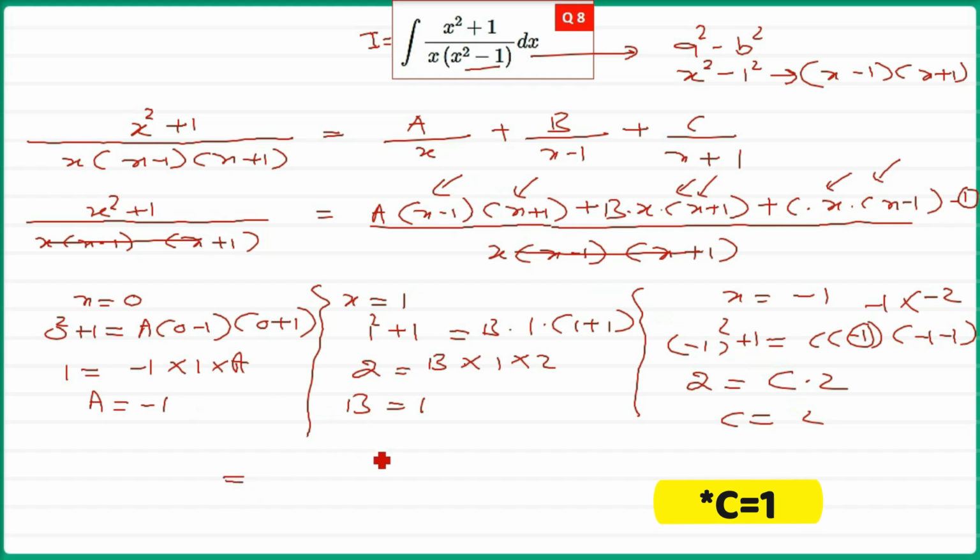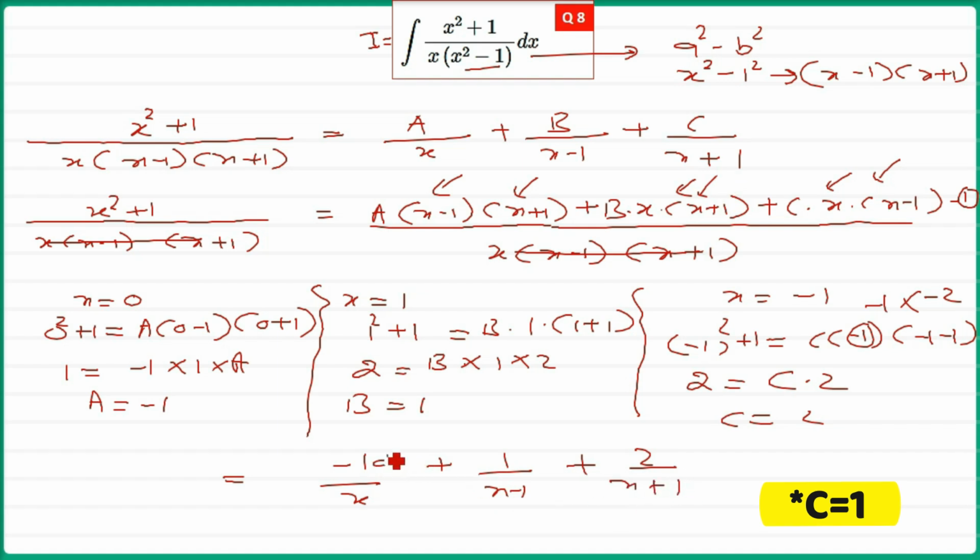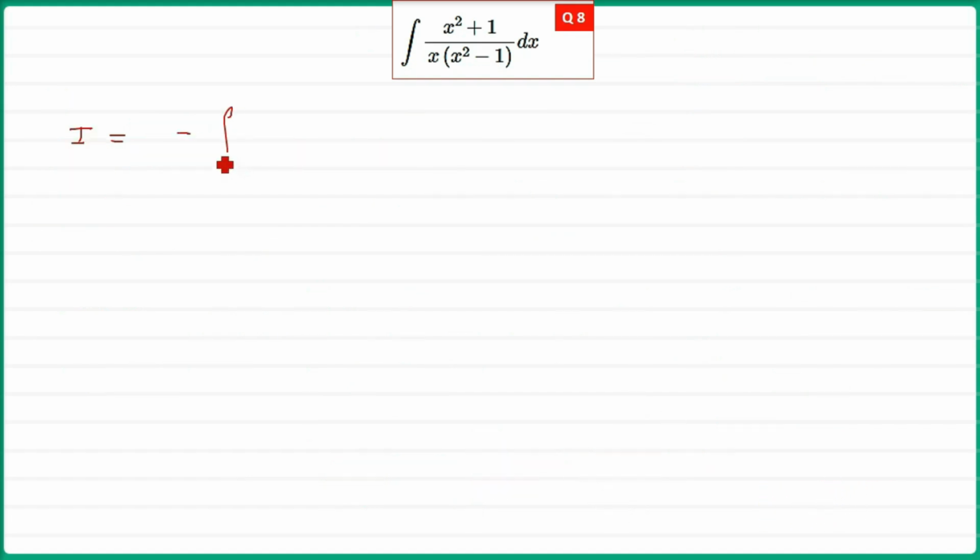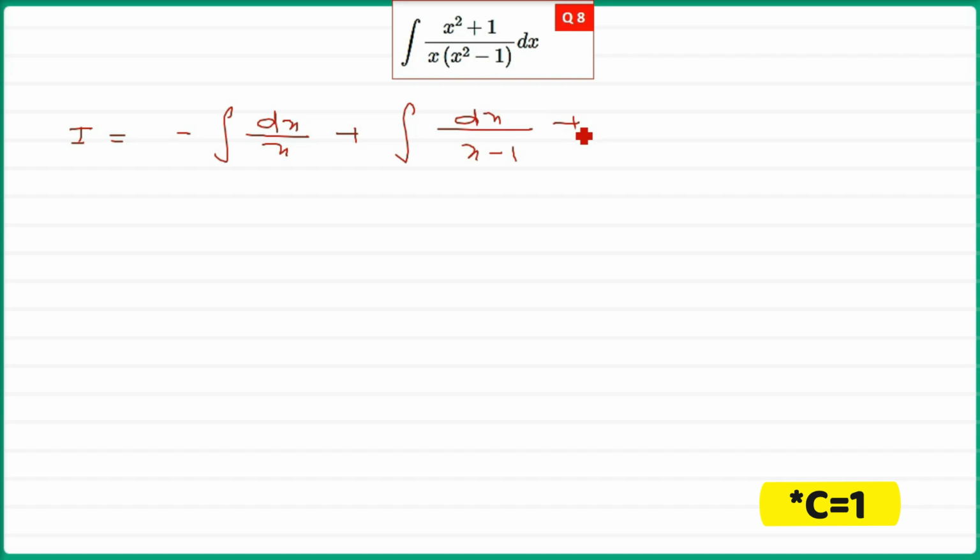So this equation will be formed like this: negative 1 divided by x, in place of B it will be 1 divided by x − 1, and in place of C it will be 1 divided by x + 1. Now when we integrate these three different terms with respect to x, negative 1 will be taken outside, and this is the integration. Please remember C is 1 here. By mistake I had written C equals 2 there, but 2 equals C into 2, so it is C equals 1.